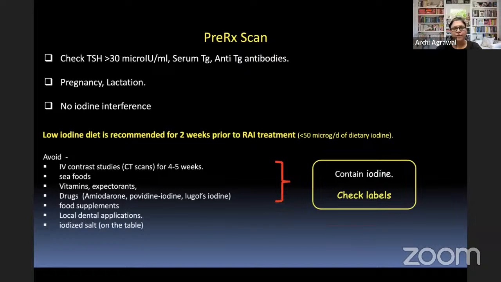So what will you stop? Avoid all iodine-containing agents, IV contrast. What was done prior to surgery is absolutely fine, because by that time 4 weeks would have passed. Otherwise, seafood, vitamins, some expectorants contain iodine, and some drugs contain iodine, like amiodarone, Lugol's iodine or povidone iodine. All this should not be given prior to giving radioactive iodine. So always check labels, and if it contains iodine, please do not give that medication to the patient.